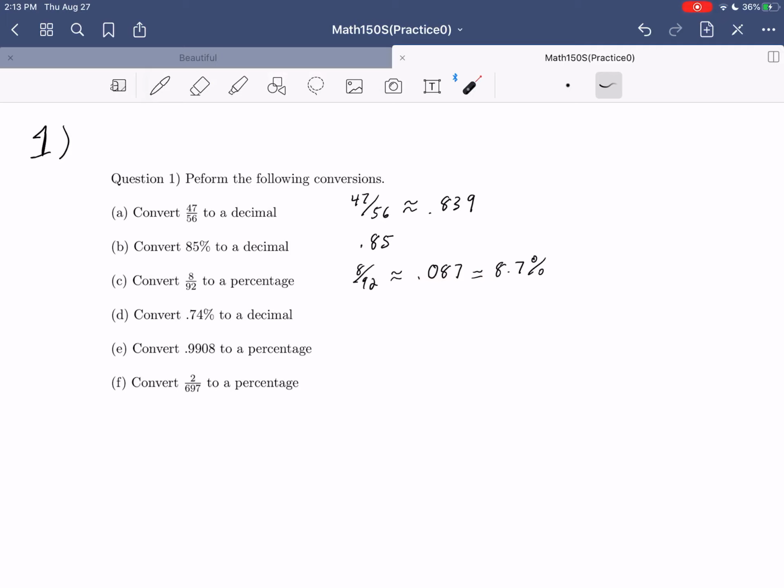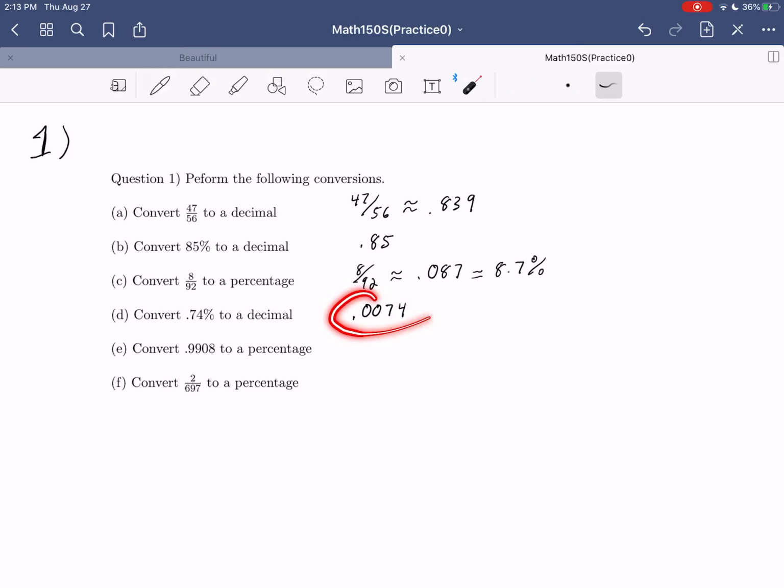All right, we've got 0.74%, so a very small percentage being converted to a decimal. Remember, to convert from percentage to decimal, you need to move 2 places to the left, so 1, 2. That means we'll have 2 extra zeros added. So as a decimal, this would be 0.0074.